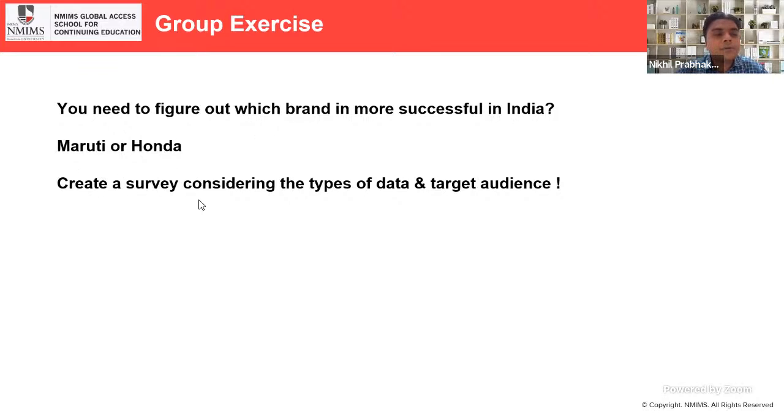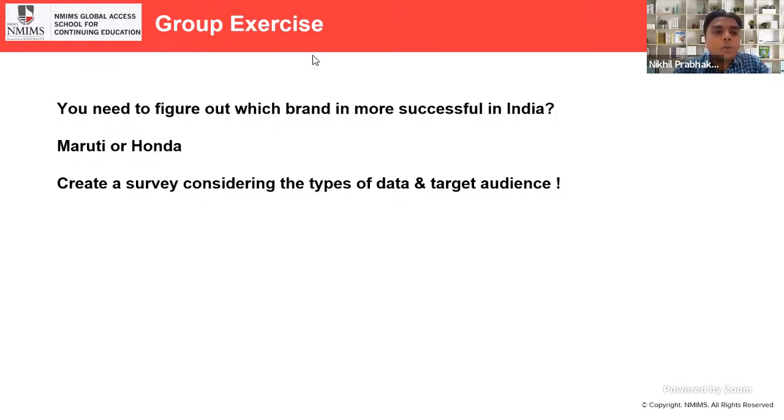For this, you have to create a survey considering the types of data and the target audience. Your survey should be comprehensive enough to look at the important aspects of how you will differentiate between Maruti or Honda. Therefore, if people submit their responses, it should help us figure out clearly if Maruti is better or Honda is better for the Indian market.